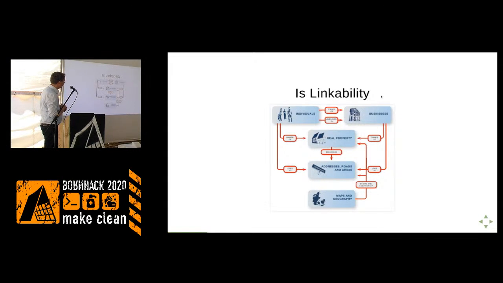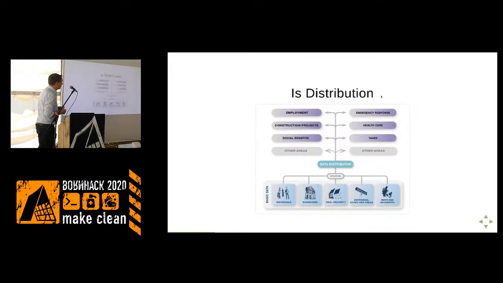But now we can link the addresses to the roads. That might seem like a big deal. You don't seem impressed. But now they can link the addresses to roads, and they know how to drive. And this is also how we link real property to addresses, to roads, and to other stuff. So it's linkability. Then some of you might know the idea that it was also about distribution.